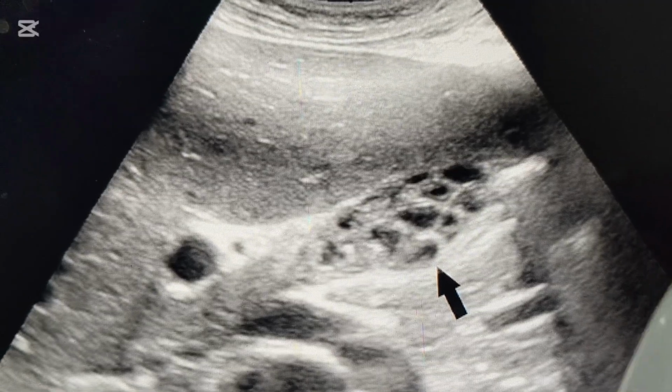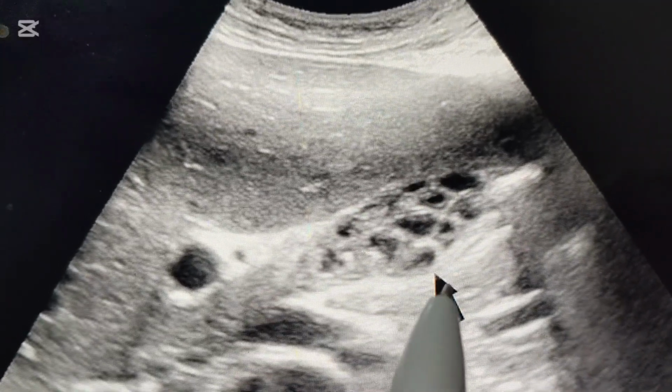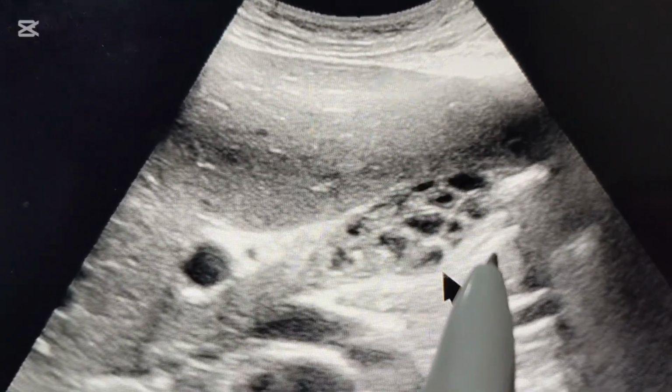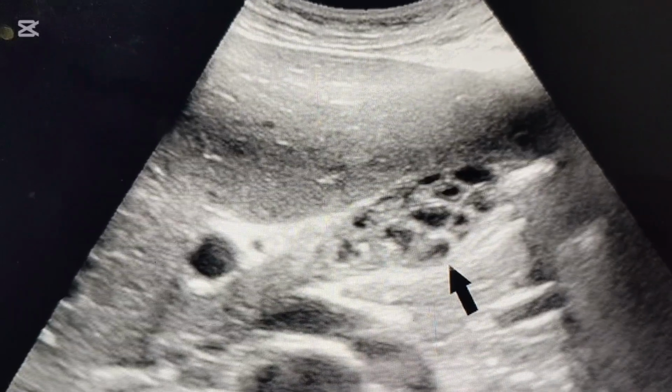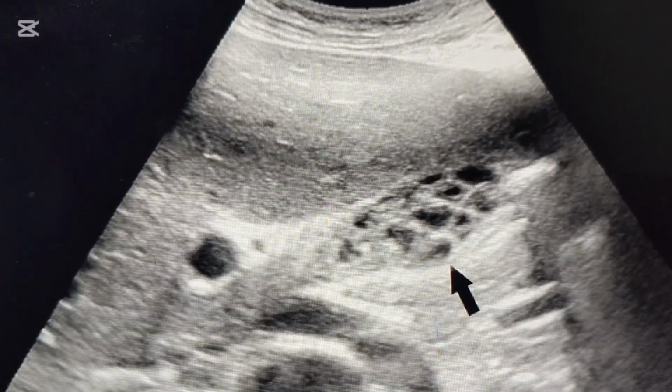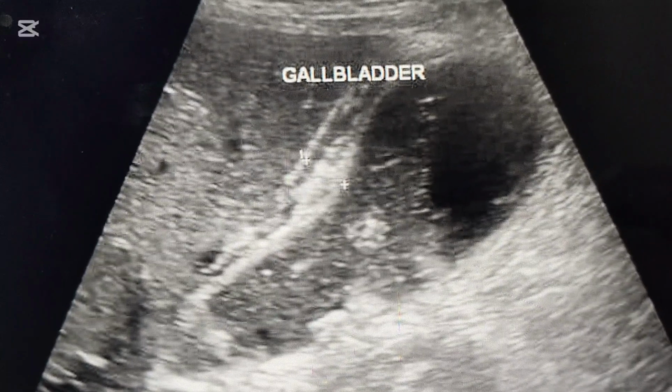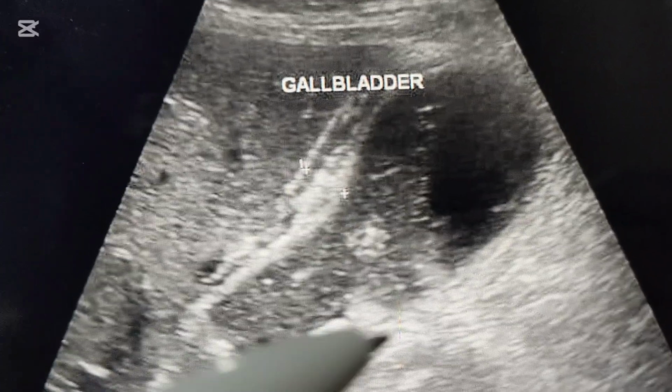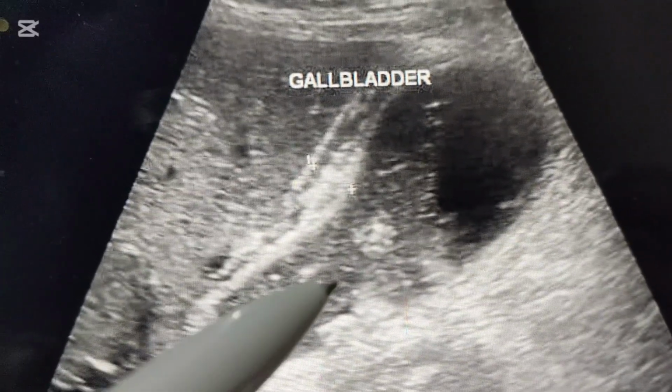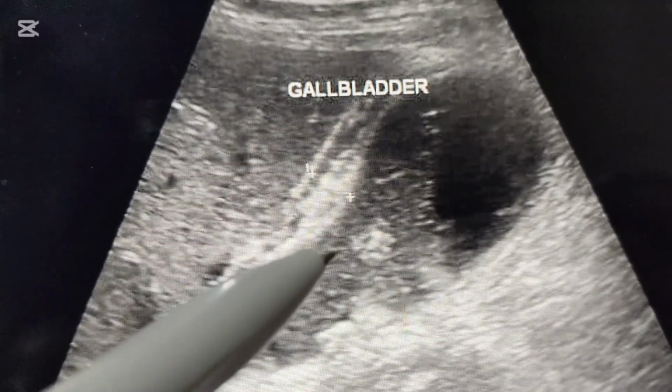This is a GB variant with honeycomb appearance. This is called honeycomb gallbladder. In this image, you can see the multiple stones present with the GB sludge.